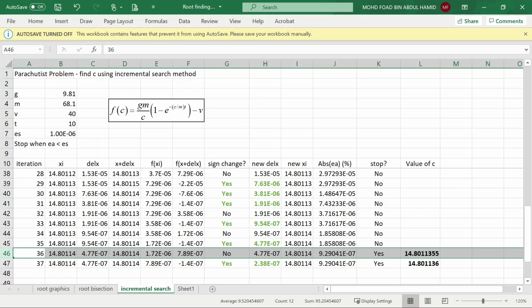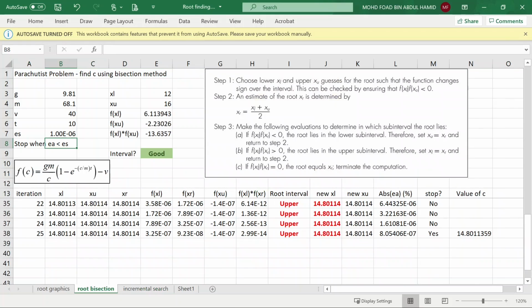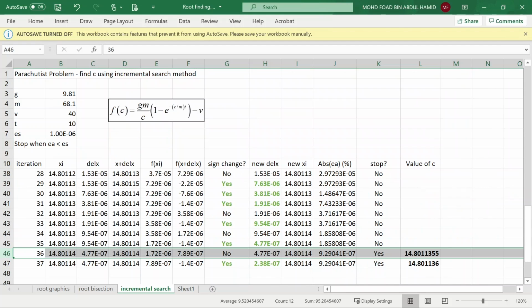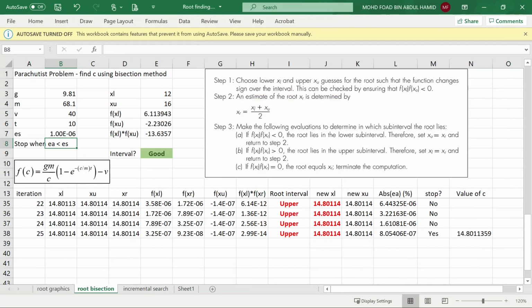So these are the results for our parachutist problem, using two different bracketing methods. One is the bisection method, the other one is the incremental search method.